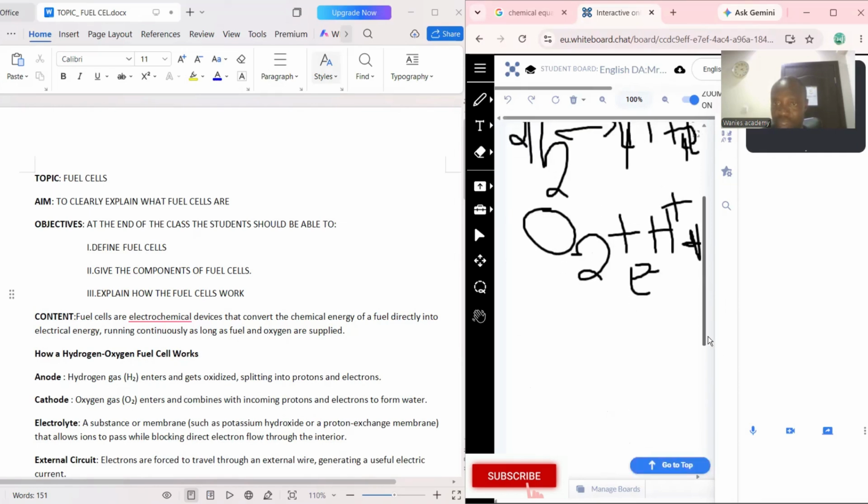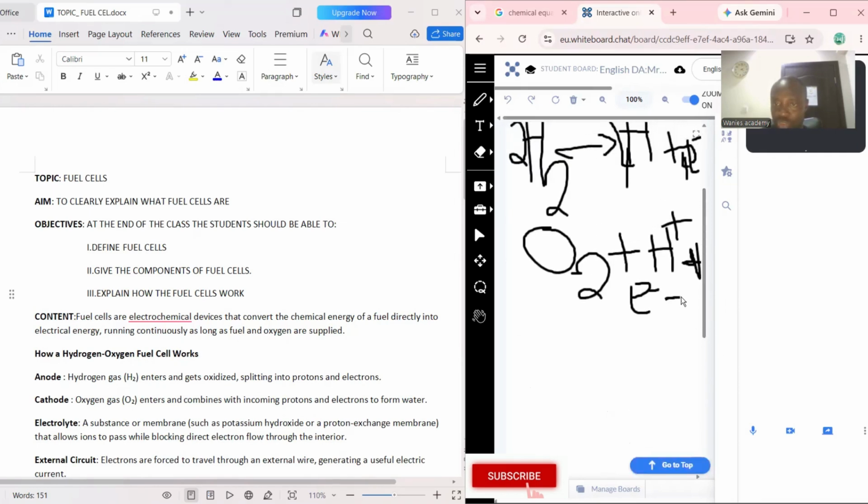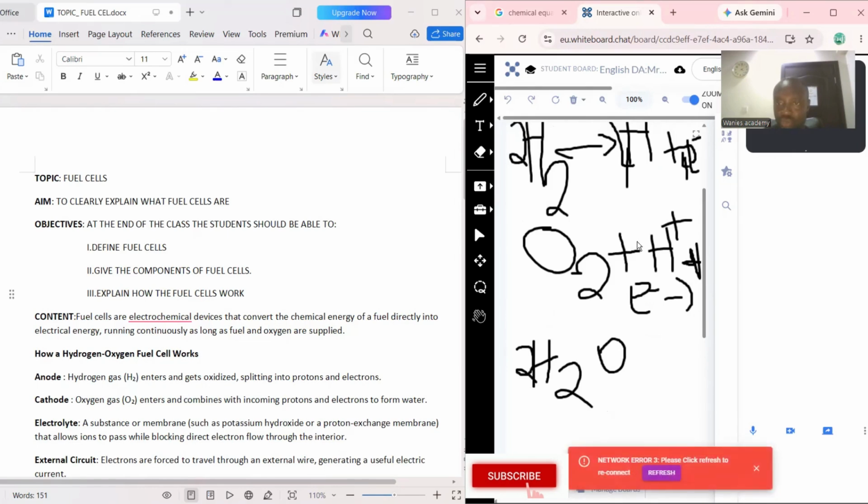So oxygen gas enters and undergoes reduction at the cathode. That yields a water molecule, having accepted hydrogen ions as well as electrons. So we have H2O produced here. This equation is not balanced. So add a 2 here, making the hydrogen 4. Then also write 4 here also, so making the hydrogen 4. Then the charges here is 4, so we also add a 4 here as well.